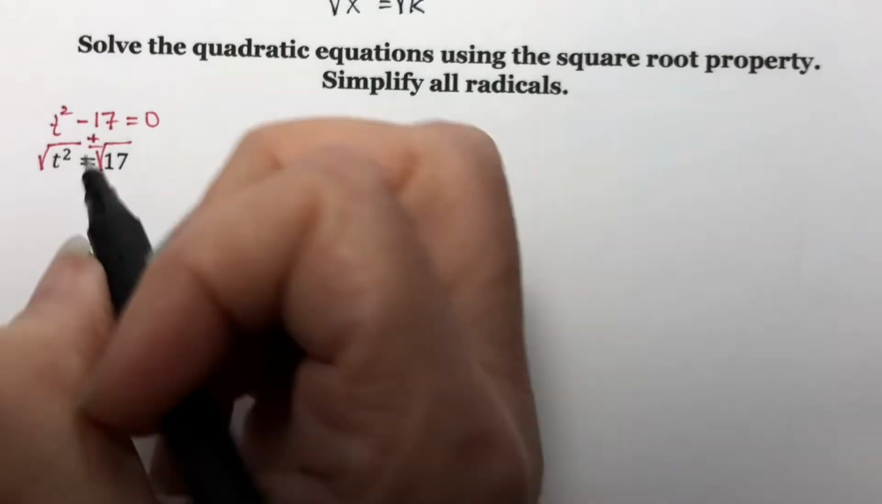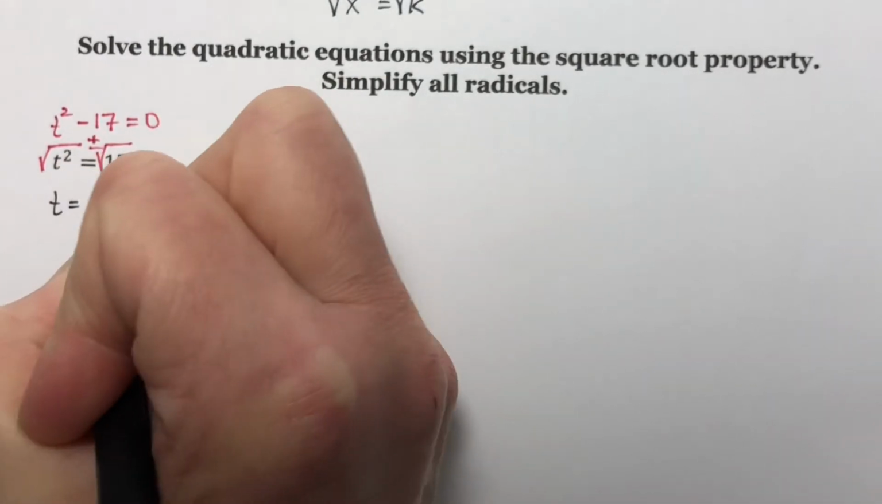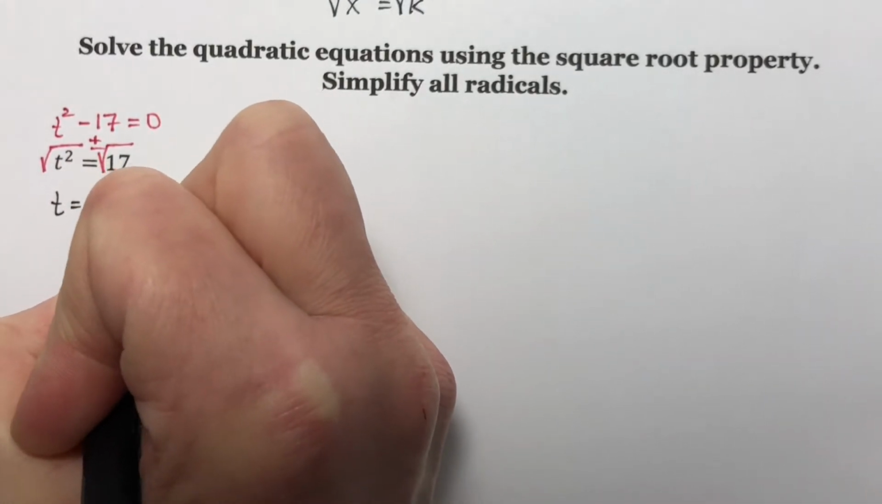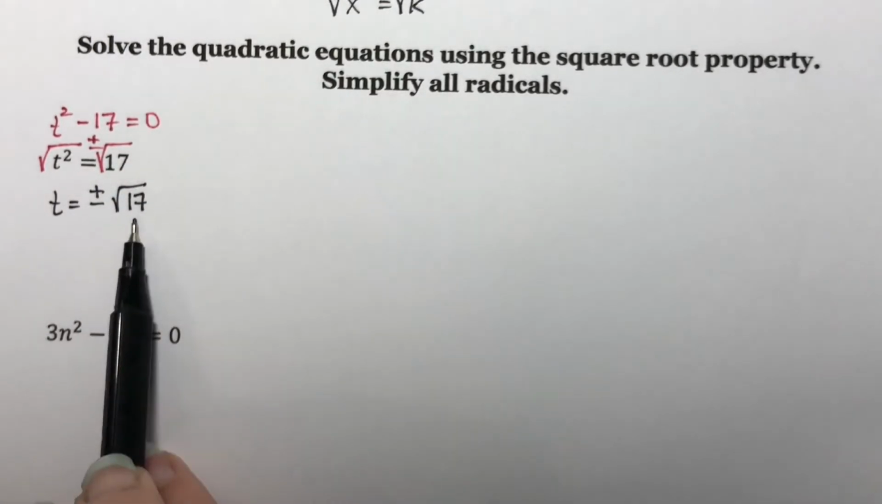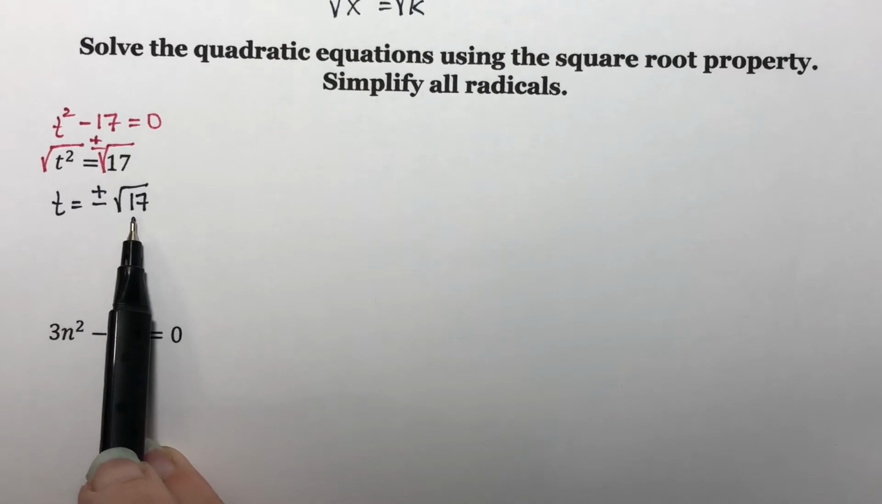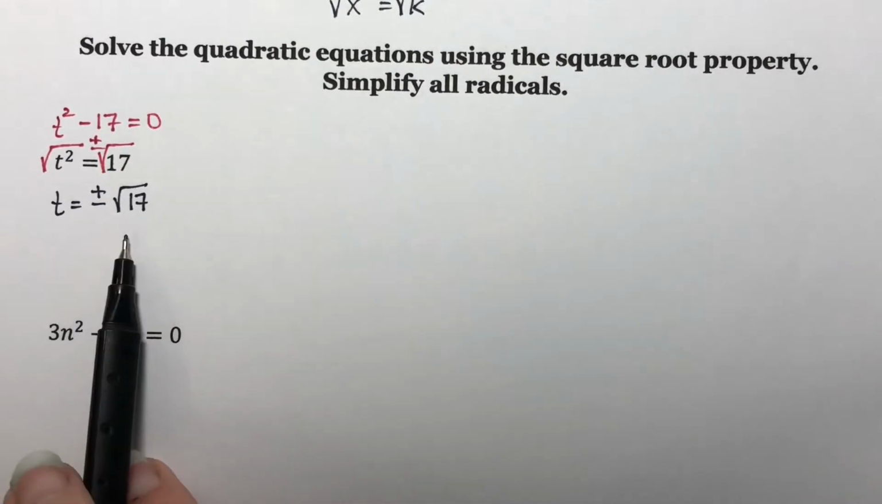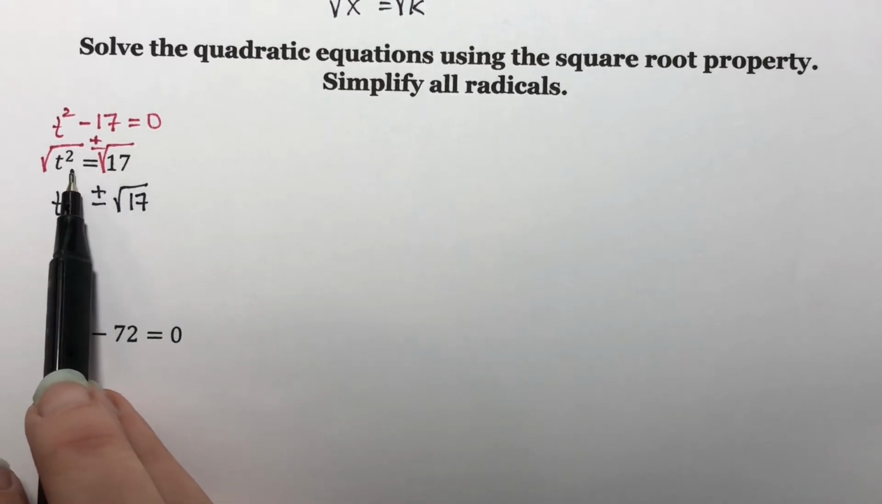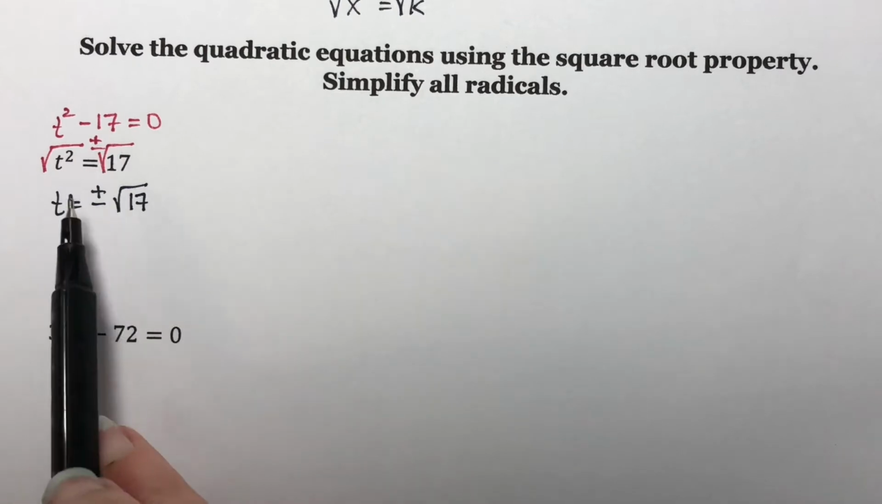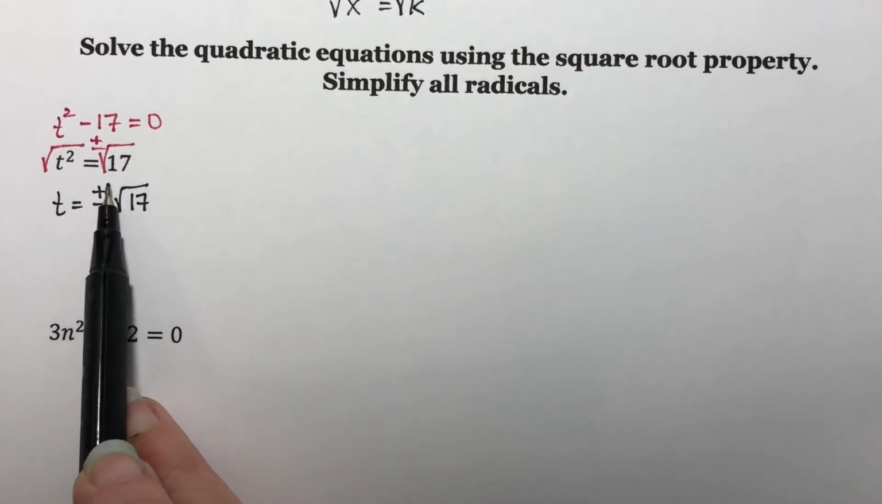So what I get from this is that t is equal to either plus or minus the square root of 17. Now, as always, if this square root simplified any, I would be doing that, but 17 is a prime number, so this doesn't simplify. Remember that if you have a square, you should expect to have two answers, and we do. We have a negative version and a positive version.